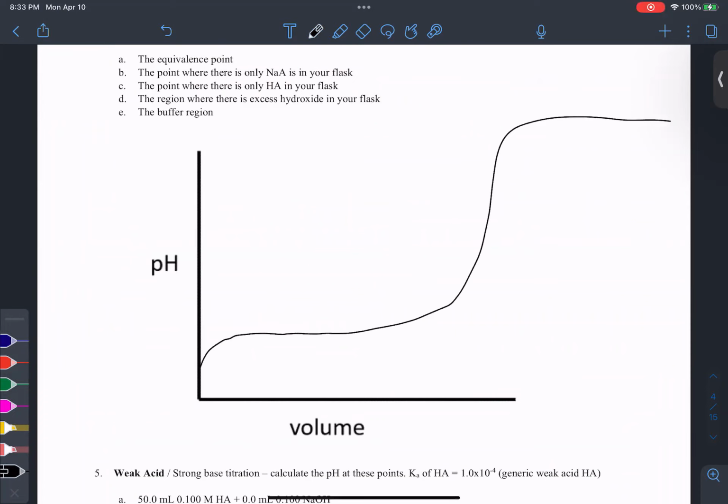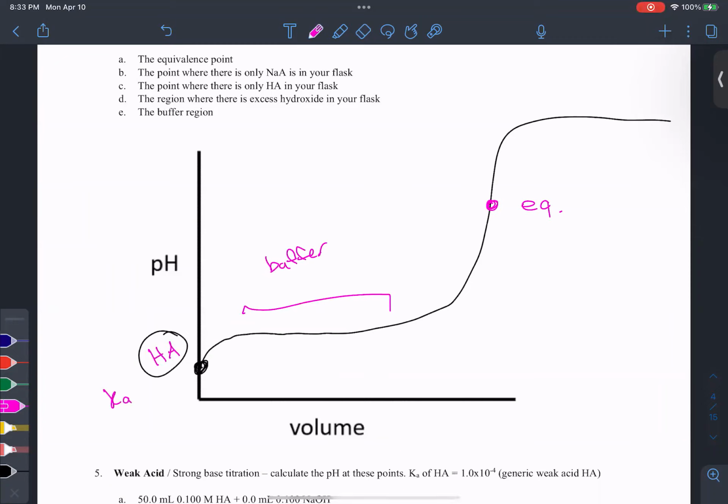All right, so here is a weak acid. You're starting with a weak acid, so in this case, HA. There's always a swoosh at the beginning, and then you have your buffer region, and then your equivalence point is still the same. At the beginning of your titration, you just have HA. If you know what acid it is, you can use the Ka expression, Ka equals x squared over whatever concentration it is, to get the pH.